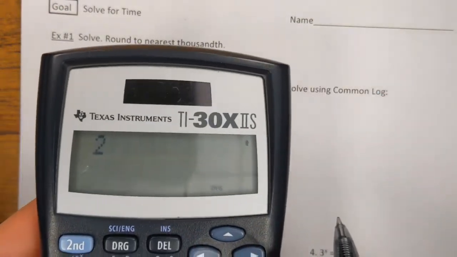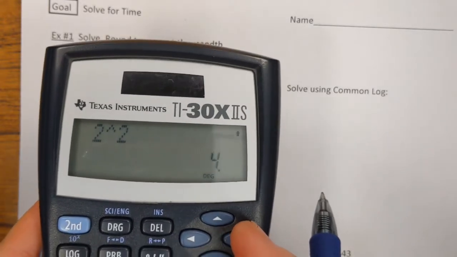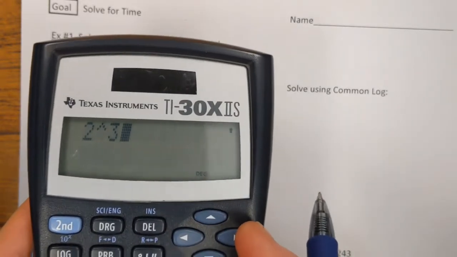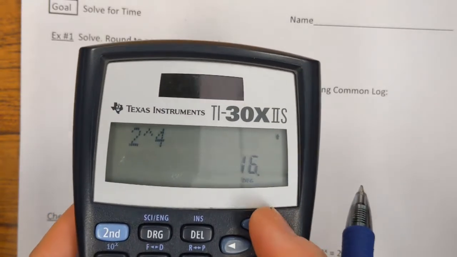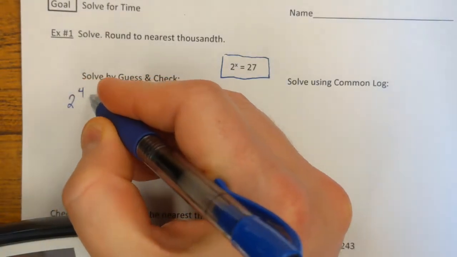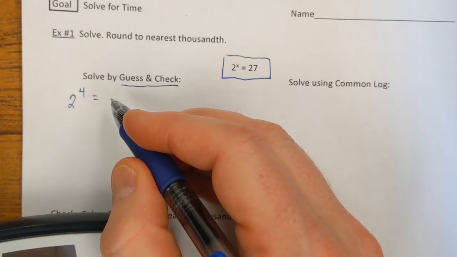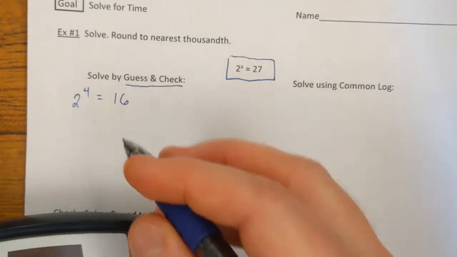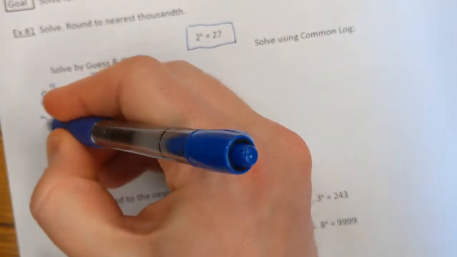So if I do 2 to the first, 2 to the second, that'd be 2 times 2. 2 to the third, that'd be 2 times 2 times 2. 2 to the fourth, I'm going to actually write that one down because that's getting close. So 2 to the fourth, 2 times 2 times 2 times 2, gives me 16. 2 to the fifth gives me 32.